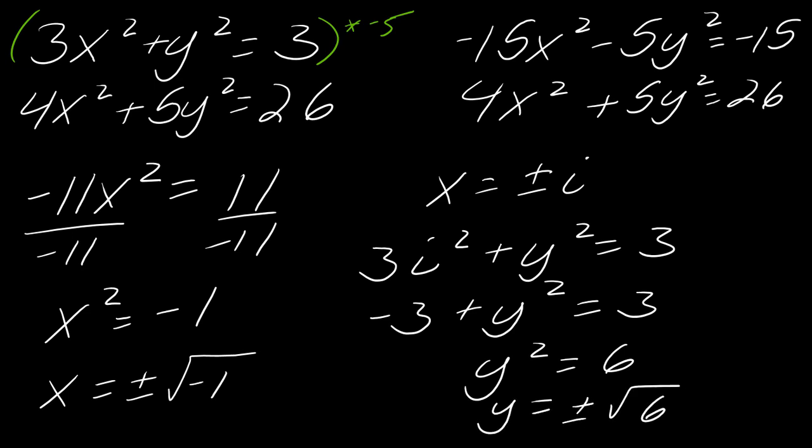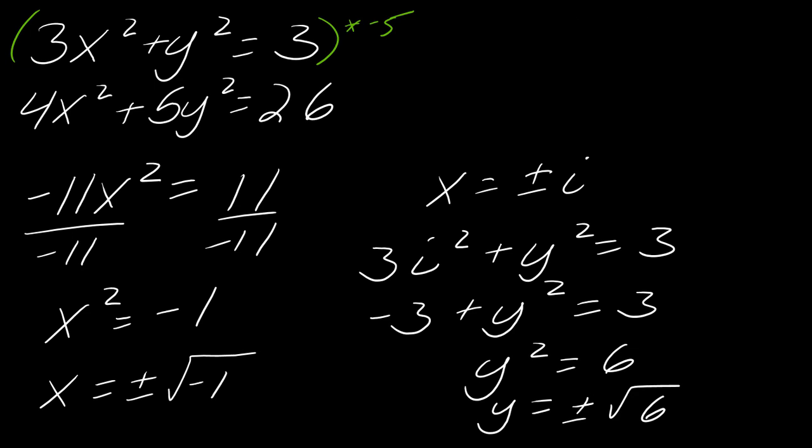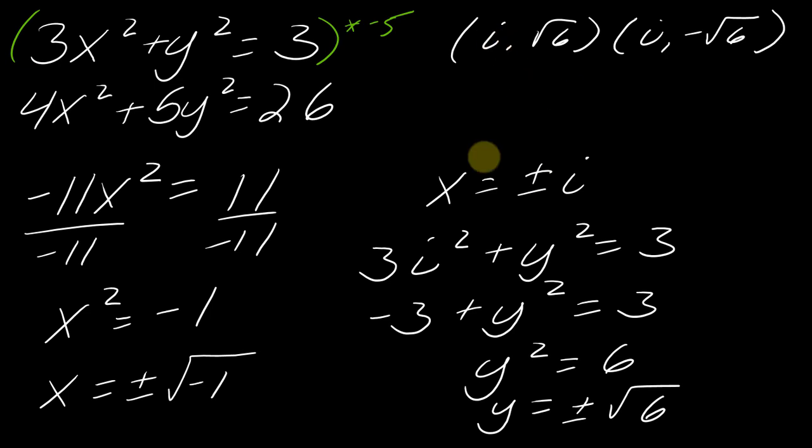So I actually have a handful of solutions now, so let me clear some space. Okay, so the first set of solutions I have is i square root of 6 and i negative square root of 6, okay? So now, what about if I do negative i?